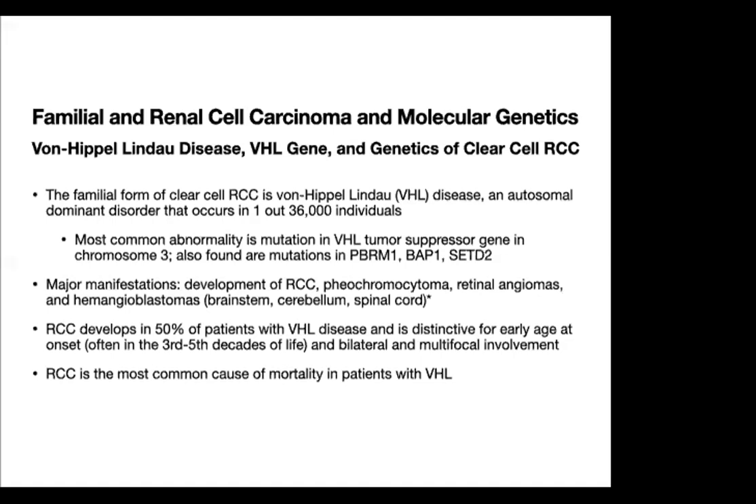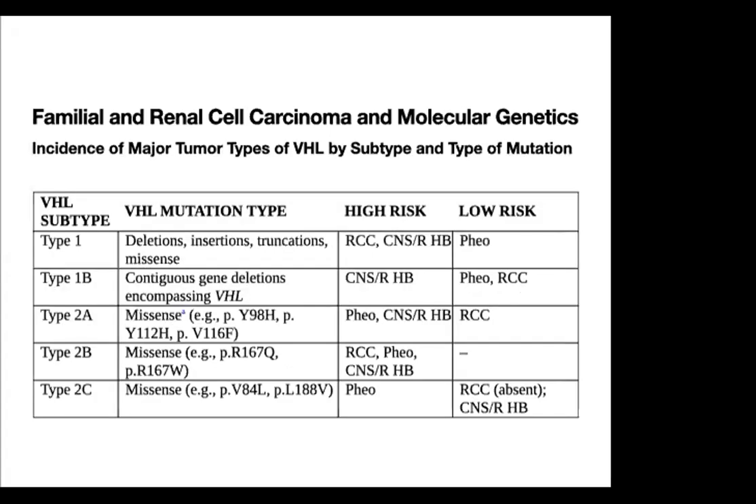RCC develops in 50% of patients with VHL disease and is distinctive for early age at onset, which is often in the 3rd to 5th decades of life, and bilaterality and multifocal involvement. RCC is the most common cause of mortality in patients with VHL. So this is the incidence of major tumor types of VHL by the subtype and type of mutation.